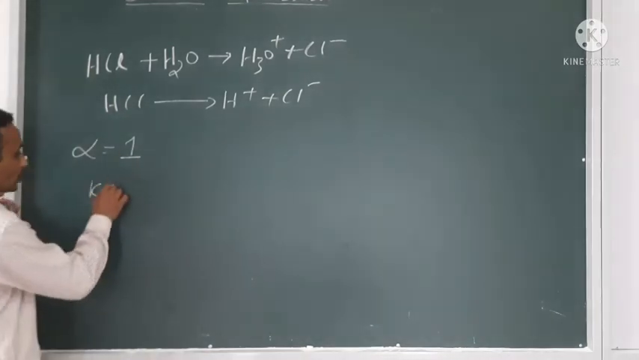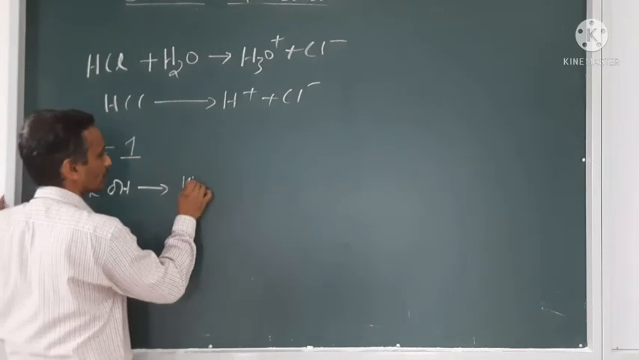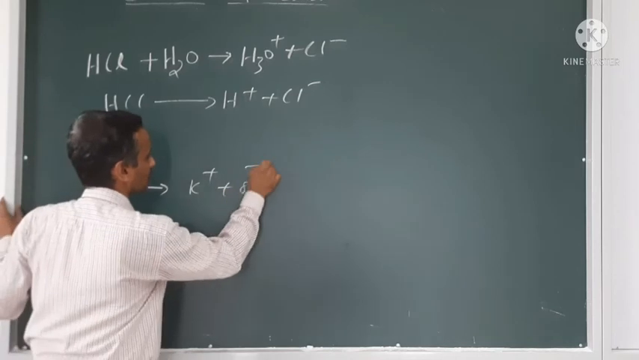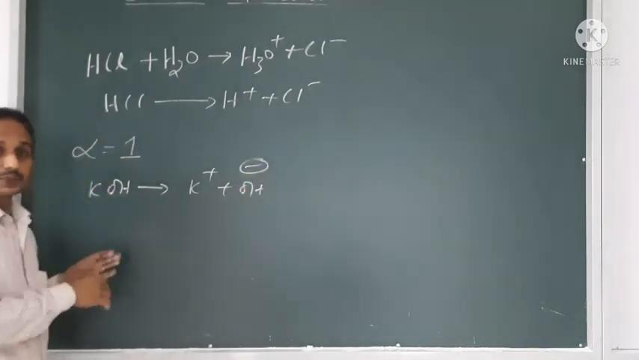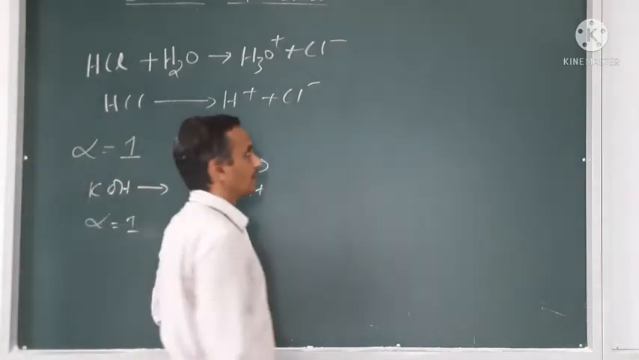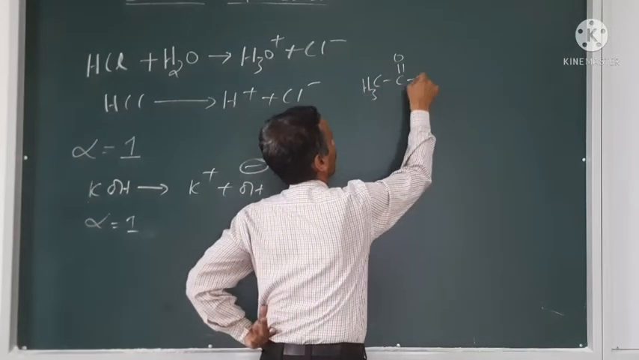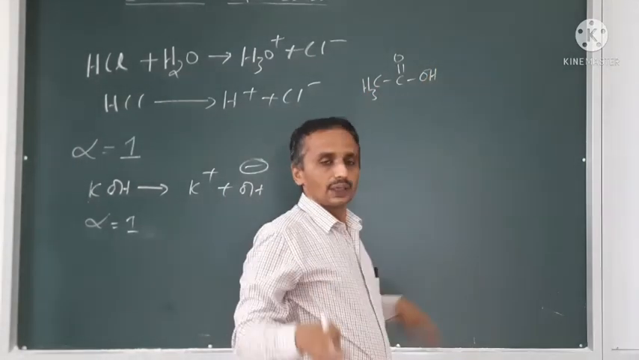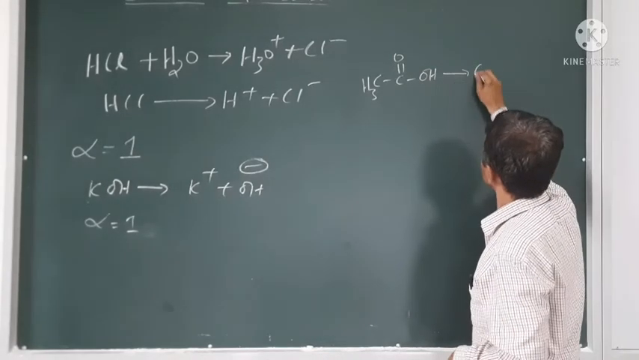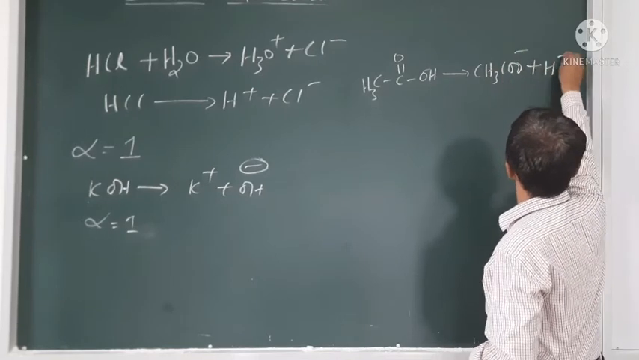For KOH also, KOH on dissolving in water gives K plus and the OH minus, and almost 100% ionization occurs, alpha is 1. But take this example, CH3COOH. It's a weak acid. It ionizes to give CH3COO minus and H plus.